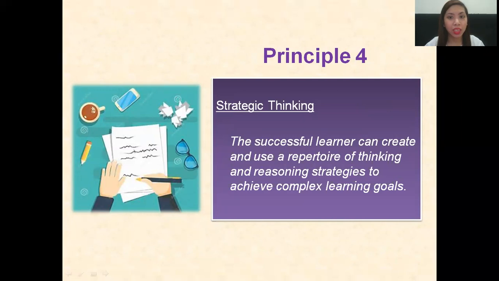Principle 4 is strategic thinking. The successful learner can create and use a repertoire of thinking and reasoning strategies to achieve complex learning goals. Strategic thinking is useful for learners when they are trying to learn new concepts, finding ways to improve their reasoning skills, and looking for a solution to a problem.